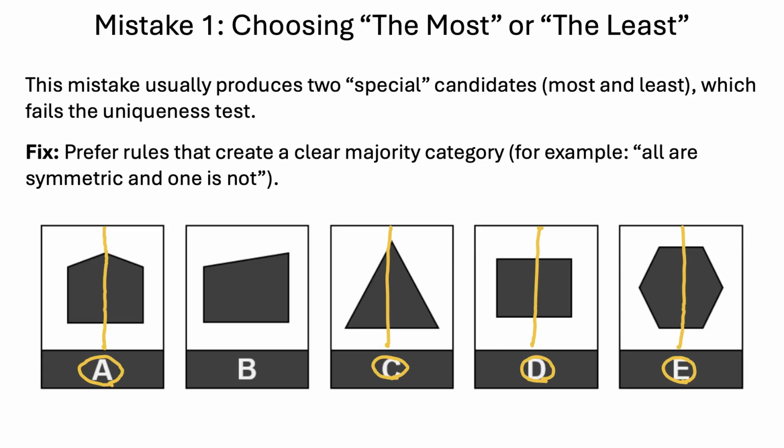Now, if we compare that to B, we draw the same vertical line, and then we reflect one side to the other, well, that's not vertically symmetric. So this does pass the uniqueness test. It's a clear majority rule. All but one follow this pattern, and therefore B is the odd one out.